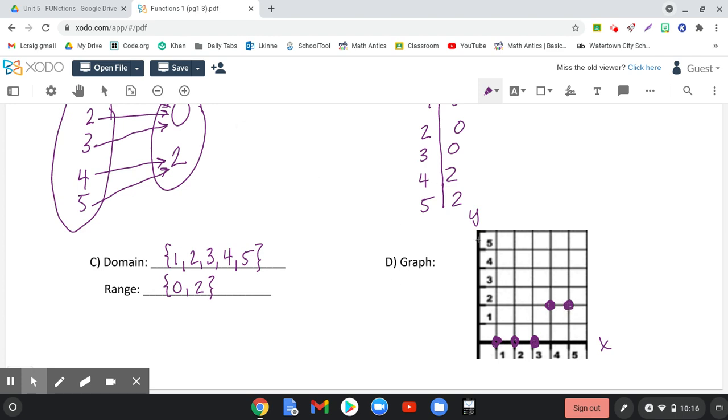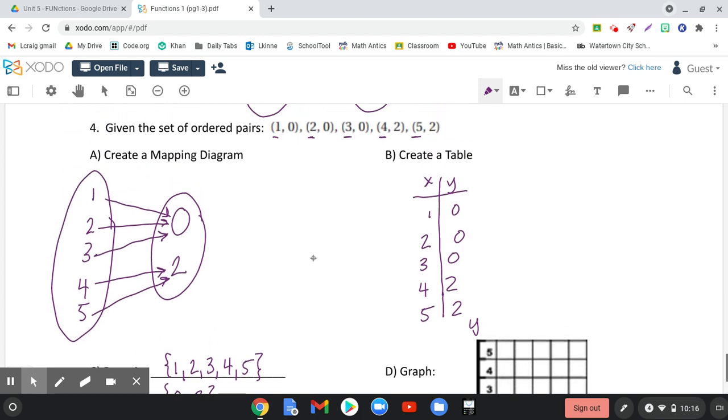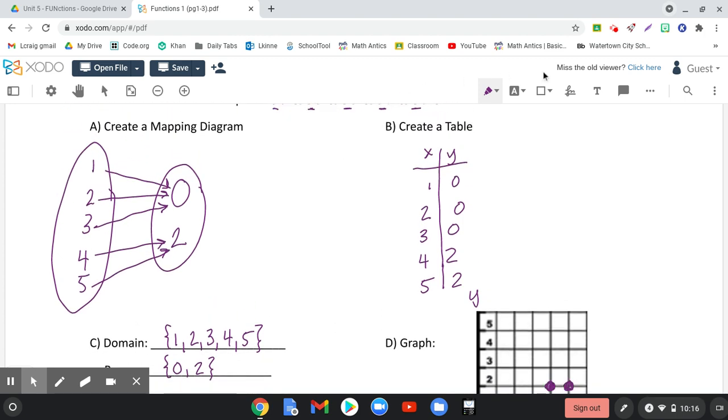Funny looking little graph there. We're going to see all sorts of different kinds. All right, so that's how you represent a function. Next lesson, we'll get into determining whether or not these are functions or just relationships between 2 numbers.